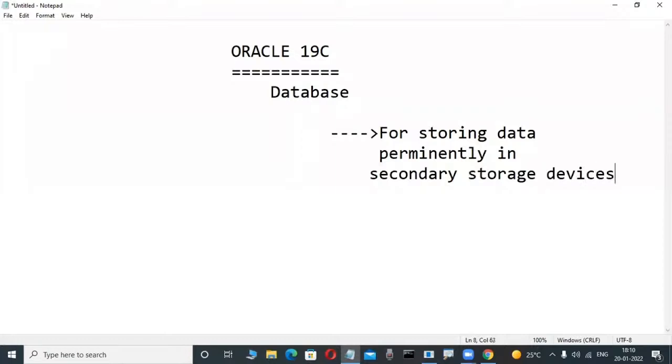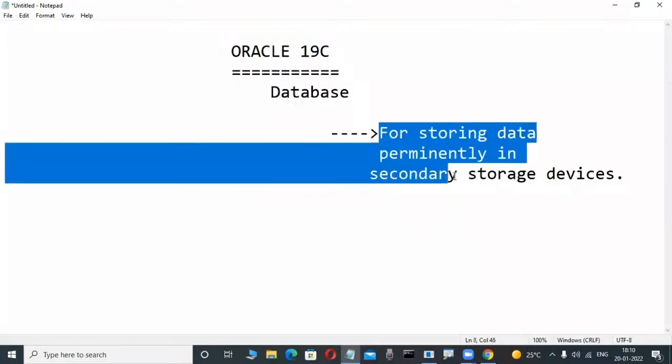Permanent. Suppose today we are storing data, then after 5 years, 10 years, 20 years, 100 years, your data is still available. You are using it. That's why Oracle is a product from Oracle Corporation. Some version number is there. This is a database product, one of the popular databases. But what is the purpose of that? For storing data permanently in secondary storage devices.